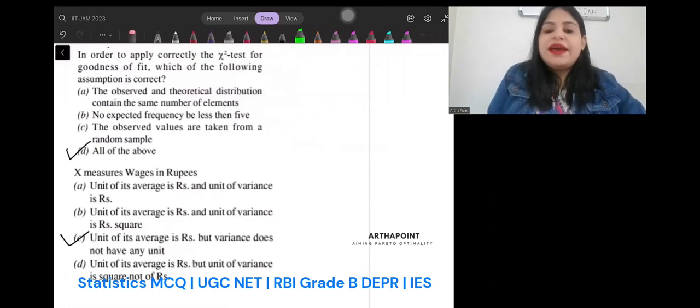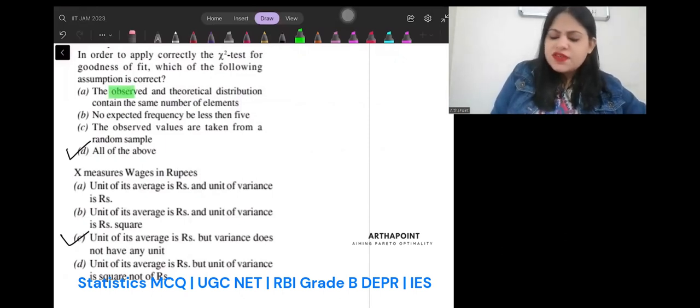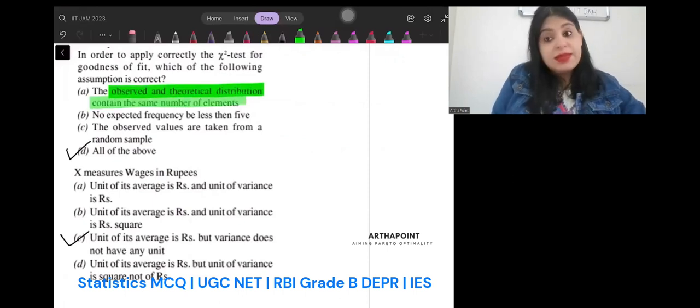In order to apply correctly the chi-square for goodness of fit, which of the following assumptions is correct? The observed and theoretical distribution contain the same number of elements? Yes. Observed should be equal to actual.